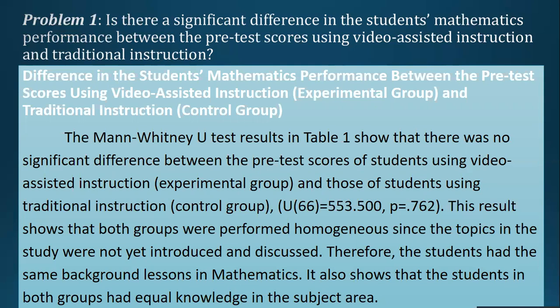This result shows that both groups performed homogeneously since the topics in the study were not yet introduced and discussed. Therefore, the students had the same background lessons in mathematics. It also shows that the students in both groups had equal knowledge in the subject area.